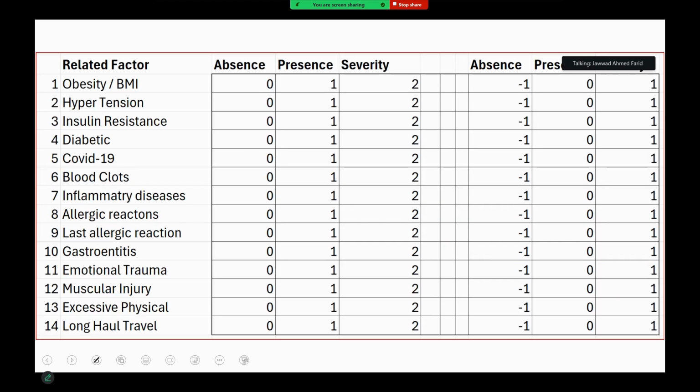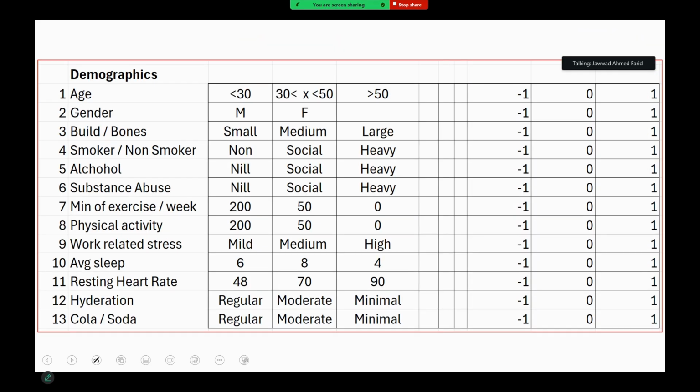Then you've got related factors. So BMI, hypertension, insulin resistance, diabetic, COVID-19, blood clots, inflammatory diseases, allergic reactions, last allergic reaction, emotional trauma, muscular injury, excessive physical activity, long haul travel, absence, presence, severity. And then you've got these values here. And then in demographics: age, gender, build, smoker, non-smoker, substance abuse, minimum minutes of exercise per week. These are all possible potential values that a client or a patient may have.